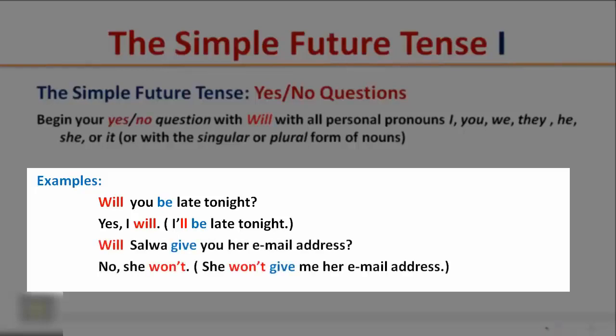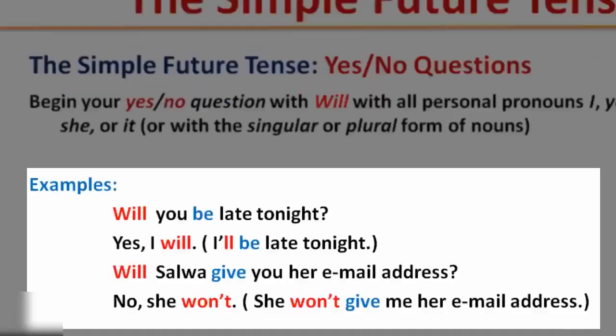Will Salwa give you her email address? No, she won't. She won't give me her email address. Pay attention to the word order in yes-no questions. Begin with will, followed by subject, followed by the base form of the verb. Again, begin your question with will, followed by subject, followed by the base form of the verb.